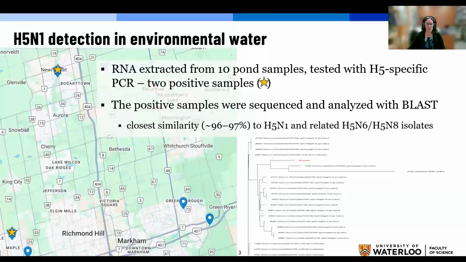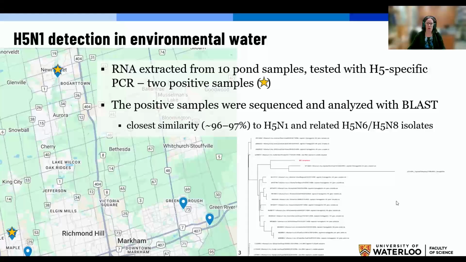We sequenced these, and BLAST analysis showed that the closest similarity was to H5N1 and related H5N6 and H5N8 isolates. When we place it on a phylogenetic tree, our sample is in red on the tree at the bottom. It clusters with 2 samples of H5N1 in geese from the database, meaning that these are likely true positives from wild birds. Shahzad's next step with this work is to design primers that will amplify more of the H5N1 genome so that we can have more information about clade-specific mutations to learn more about H5N1 presence in these environmental samples.